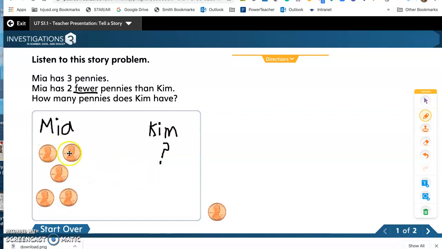Let's count them. 3, 4, 5. Kim has 5 pennies. 3 plus 2 equals 5. Did you have a different way to solve? Let's try another one. Go ahead and erase your boards or flip over your paper if you're using a paper.